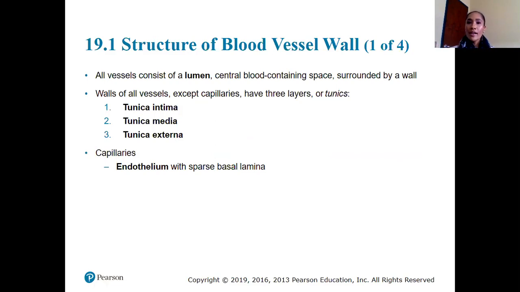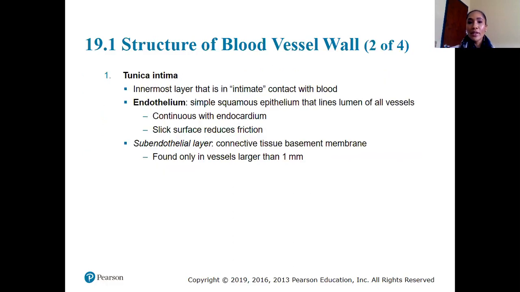If we're diffusing oxygen and nutrients into our tissues and then taking out CO2, we don't want a whole lot of layers for these items to have to diffuse through. So it makes sense that our capillaries would have a thinner structure so that we can diffuse these products in and out of our tissues quite effortlessly.